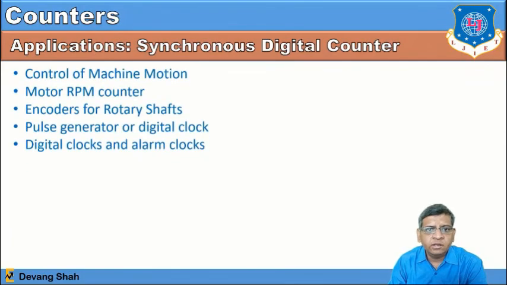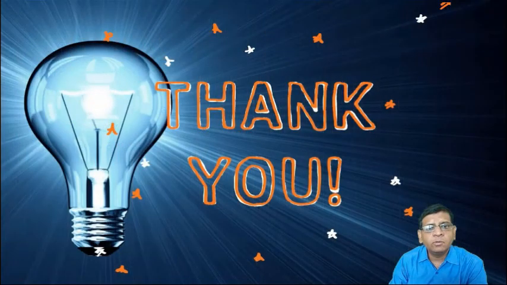So again, we learn about the applications of synchronous digital counters, in which particular applications we are going to use this kind of synchronous counter. We are using it in control of machine motion, motor RPM counters, encoders for rotary shafts, pulse generators, or digital clocks. We are using it in our smartwatch. Digital clocks, alarm clocks, we are using this kind of synchronous counter.